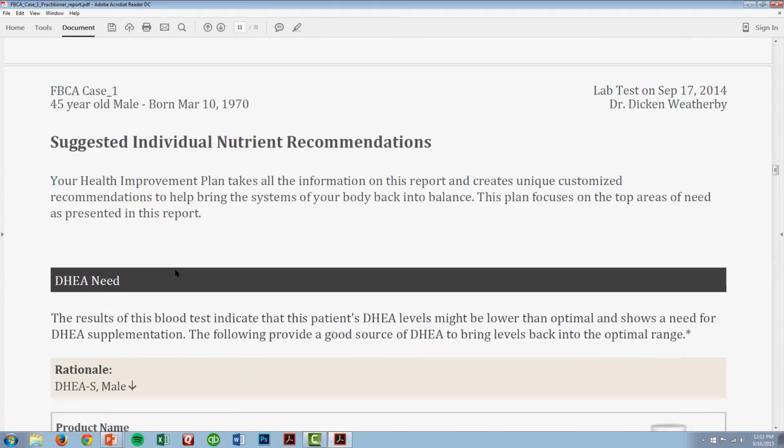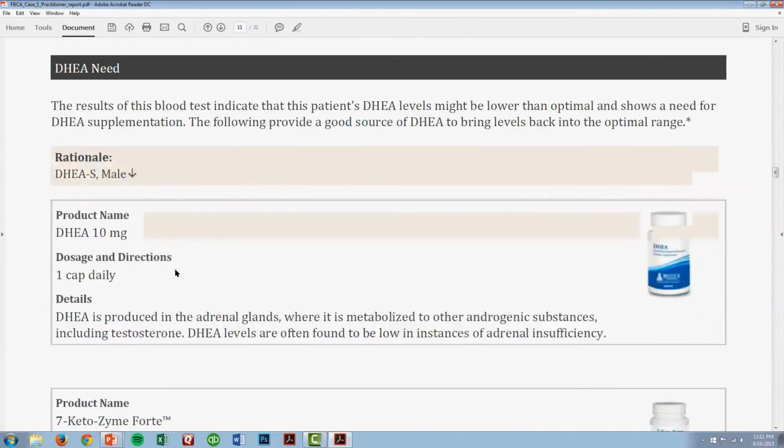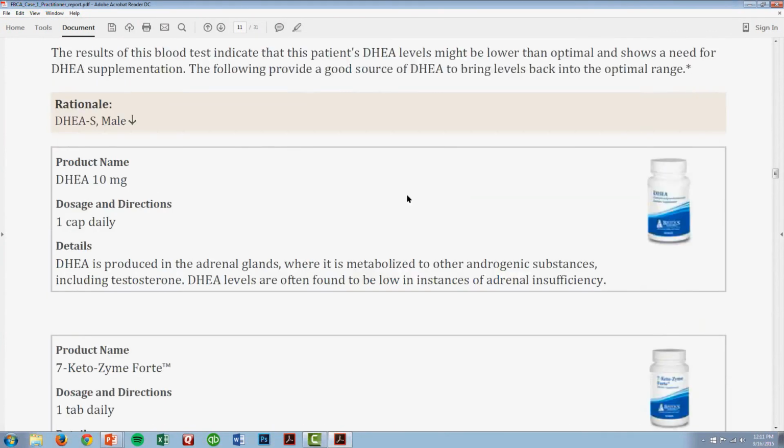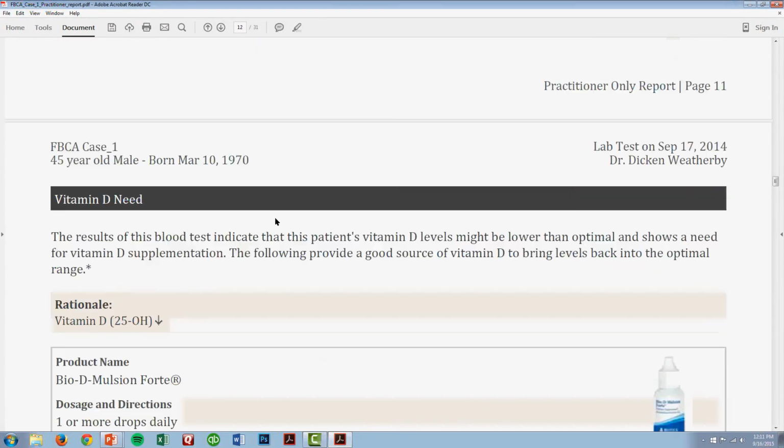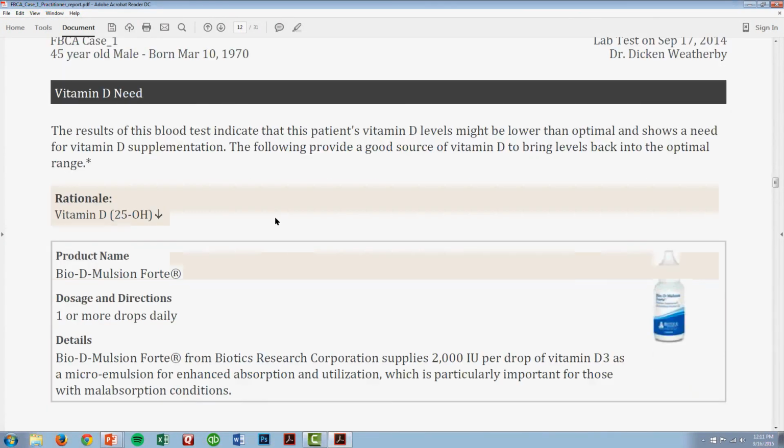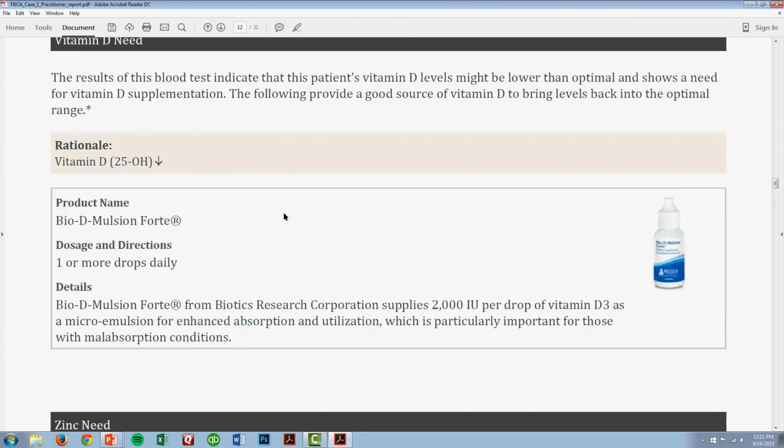Nutrient issues: DHEA came up, so supplementation with some kind of DHEA would be important. Vitamin D came up. Vitamin D is so important for human health and human physiology. If it's low, it's a good idea to treat it.